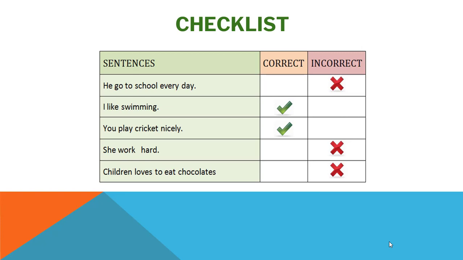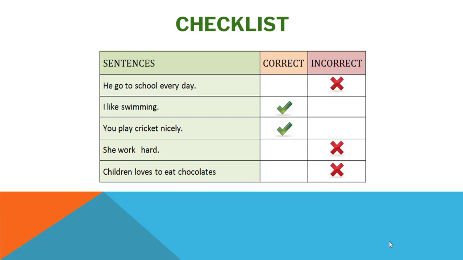Fourth statement is she work hard. This statement is incorrect because with the third person singular we have to use S, R, E, S with base form. But in this statement S is not used with the base form and base form is work. In this way, this sentence is also incorrect.